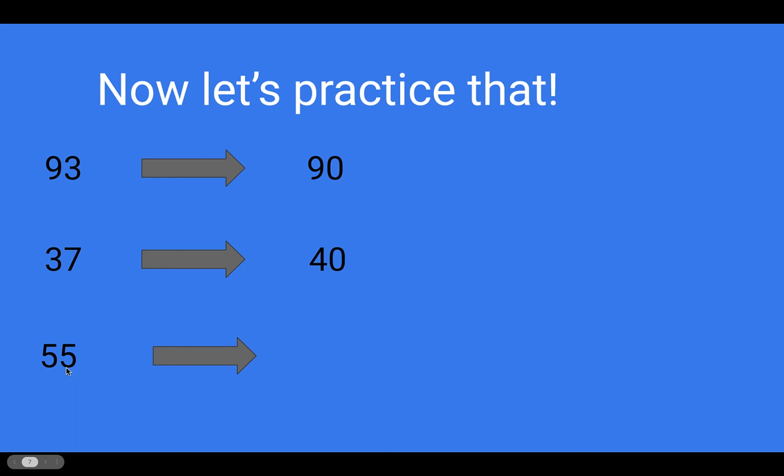Next, your next number is 55. That one's right smack in the middle between 50 and 60. So what are we going to do with that one? 5 or more, raise the score. So this 5 becomes a 6, and this one becomes a 0. So 55 rounds to the nearest 10, which is 60. There you go.